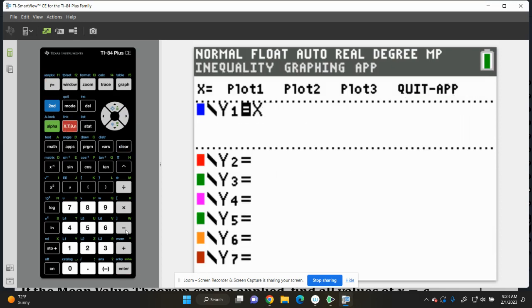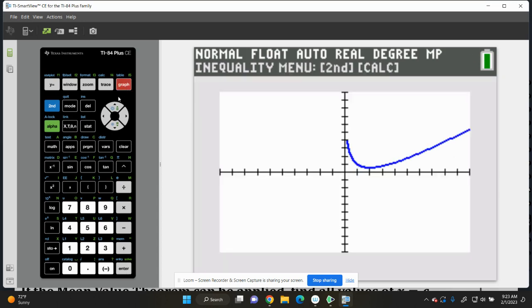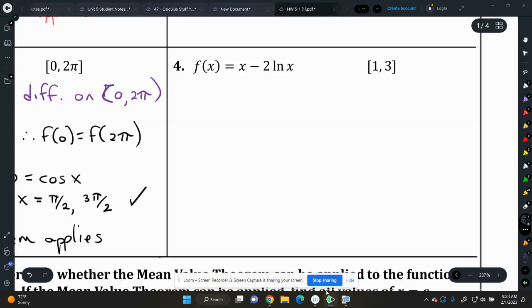Okay, we're looking at x minus 2 natural log of x. I'll graph it on just a standard window. So this says on the interval from 1 to 3, so that clearly is continuous and differentiable. So f of x is continuous and differentiable. Make sure that you specify that it's on the open interval 1, 3, right?